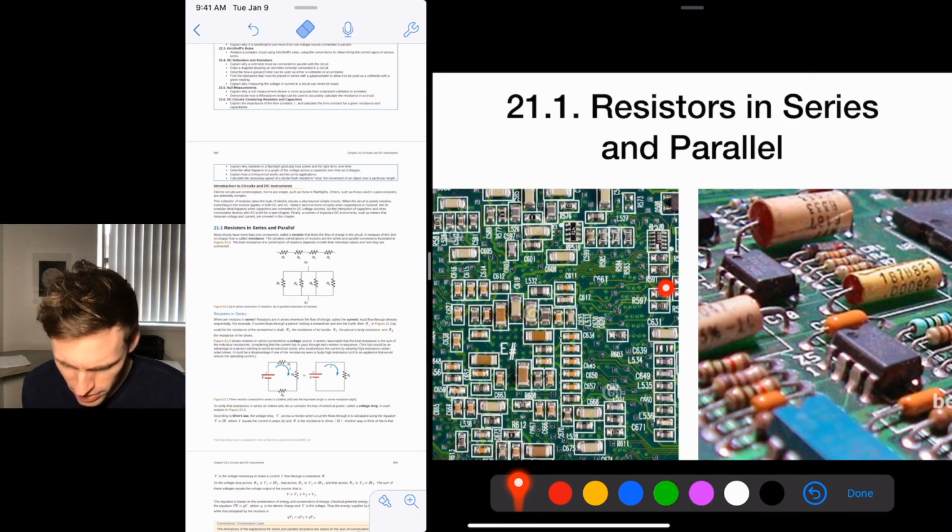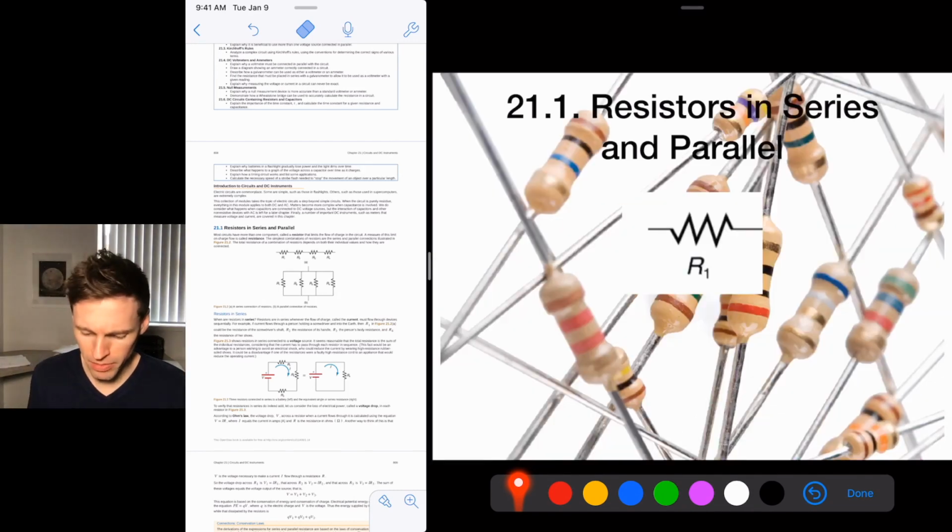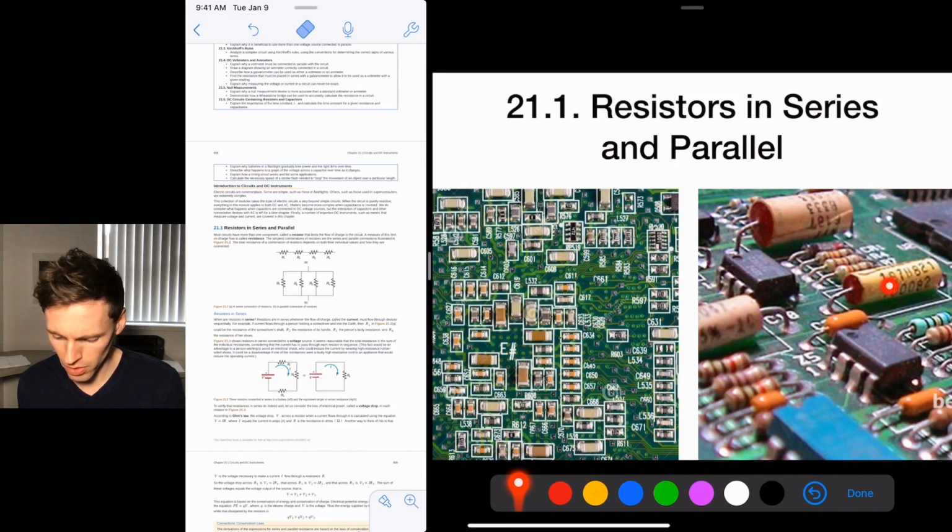Look at these little guys. These are surface mount, they call it, resistors. They're on the circuit boards that are in your phone, whatever. Over here, these are called through-hole resistors. They're called through-hole because they have these long needles that you just shove into holes. And so those are called through-hole resistors.